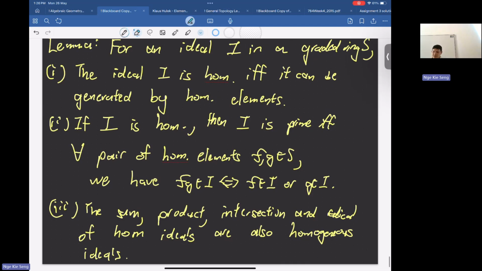For the first one, which direction is obvious? What's the ideal being homogeneous? You can write it as a unique decomposition, again in a different level. Which part is obvious? Right to left, right. Because if your generators are already homogeneous elements, then no matter how you multiply or add, they are still in a homogeneous part. But the problem is the other direction. If your ideal is homogeneous, how do you show that the generators are also homogeneous?